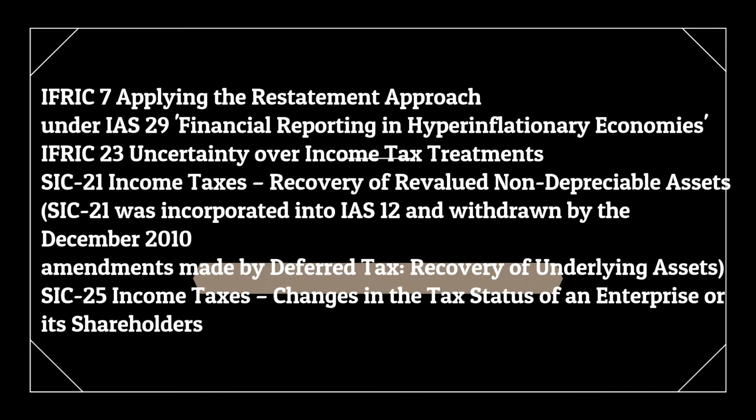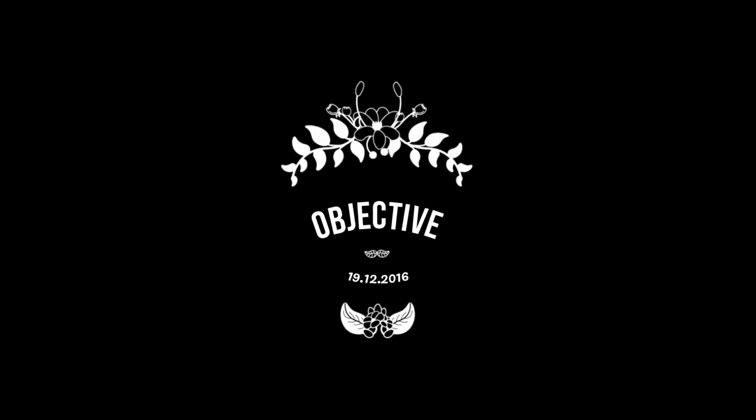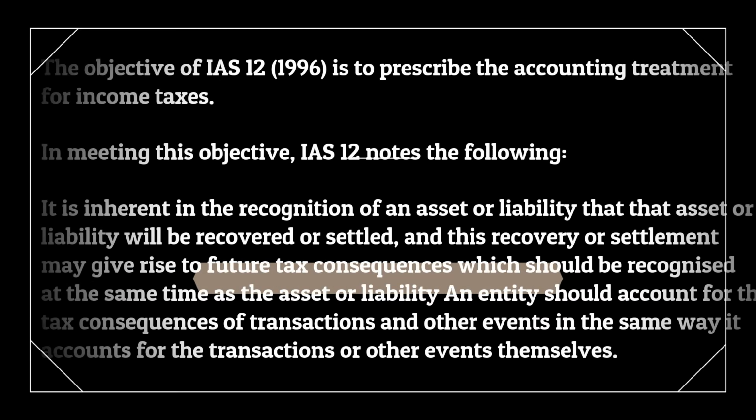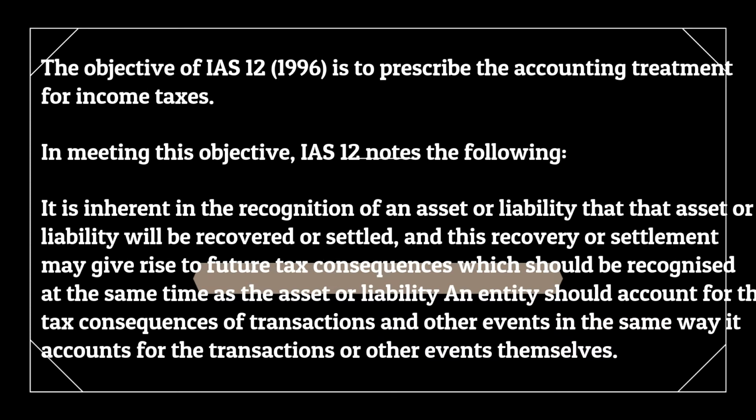Summary of IAS 12 has already been discussed so far, and the objective of IAS 12. The objective of IAS 12 is to prescribe the accounting treatment for income taxes. In meeting this objective, IAS 12 notes the following: it is inherent in the recognition of an asset or liability that the asset or liability will be recovered or settled, and this recovery or settlement may give rise to future tax consequences which should be recognized at the same time as the asset or liability. An entity should account for the tax consequences of transactions and other events in the same way it accounts for the transactions or other events themselves.